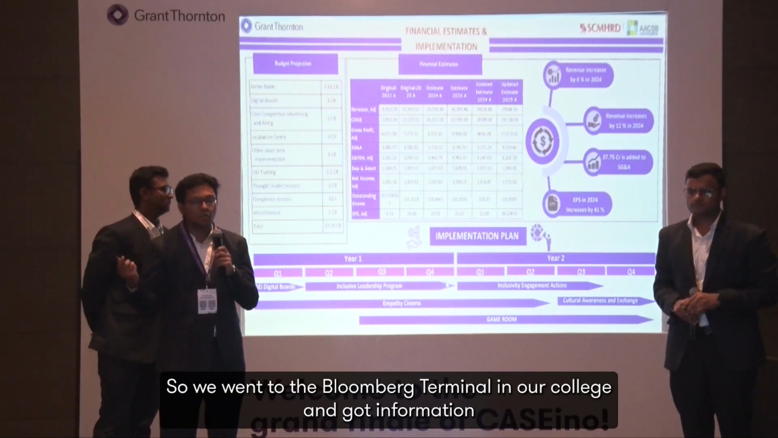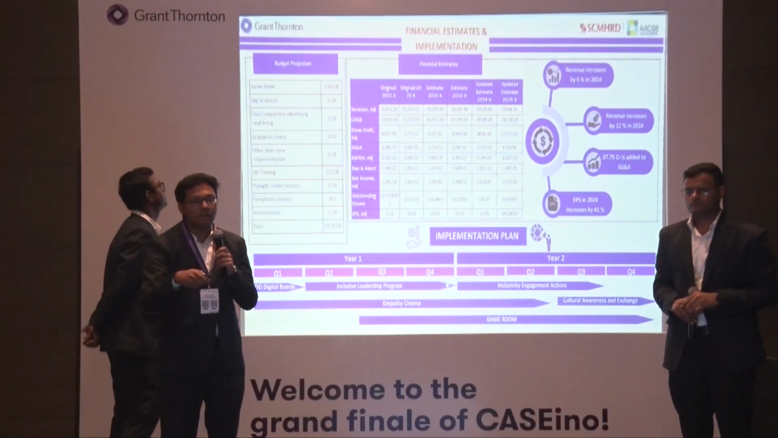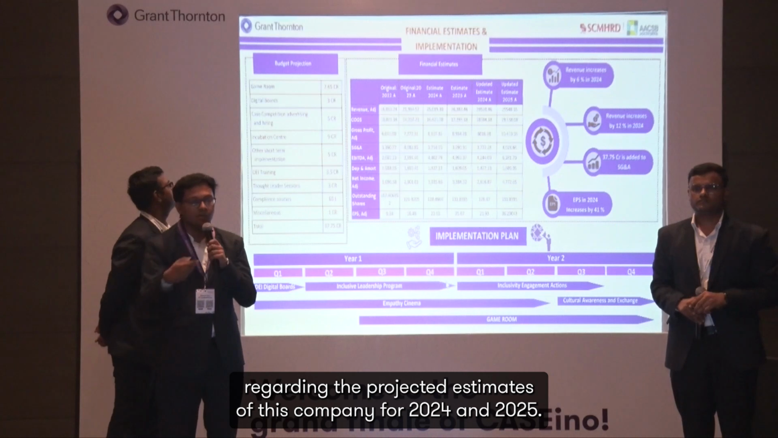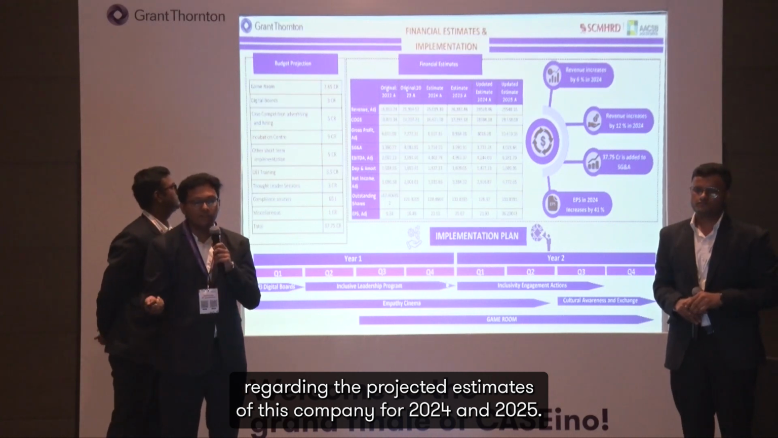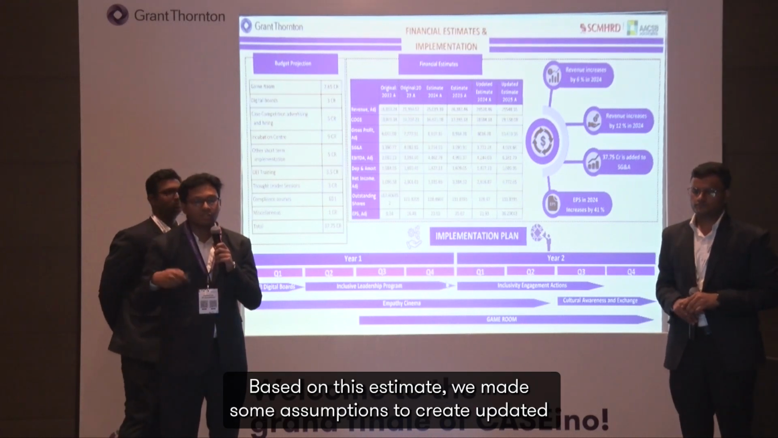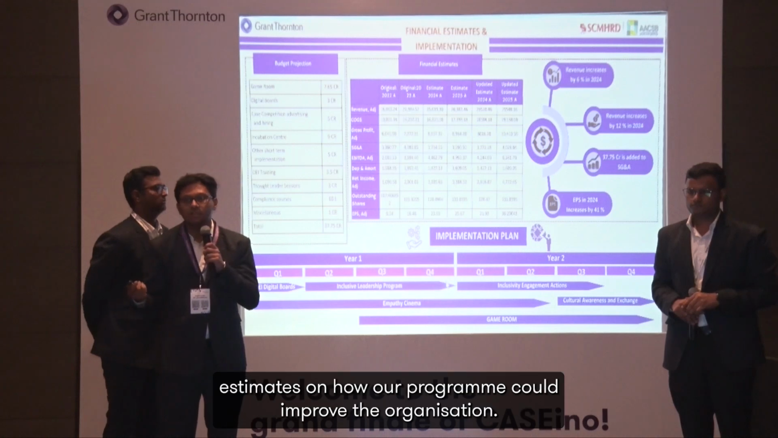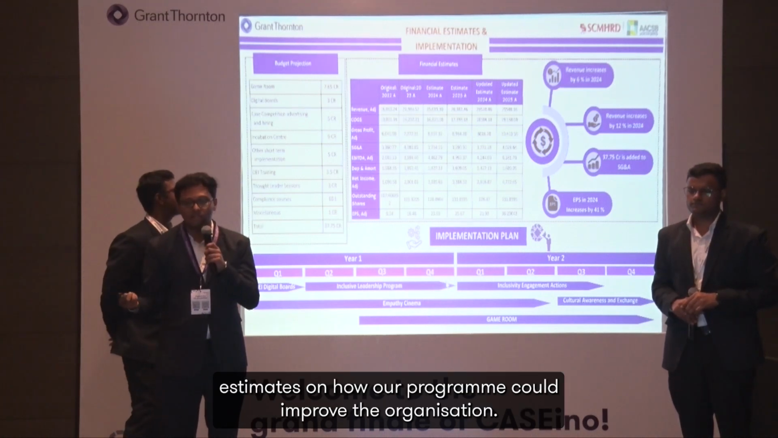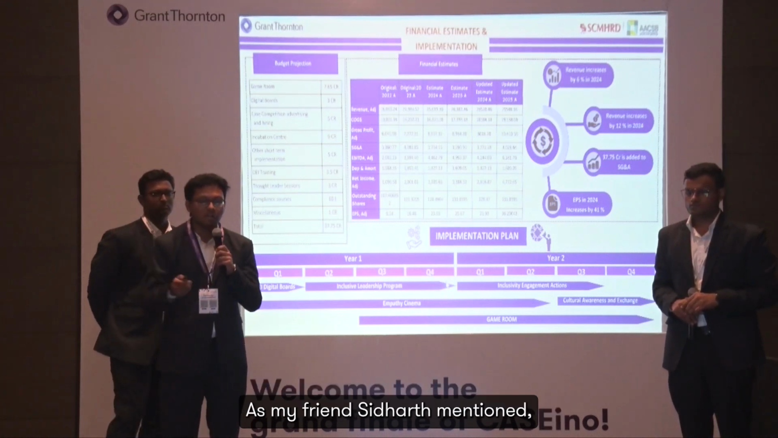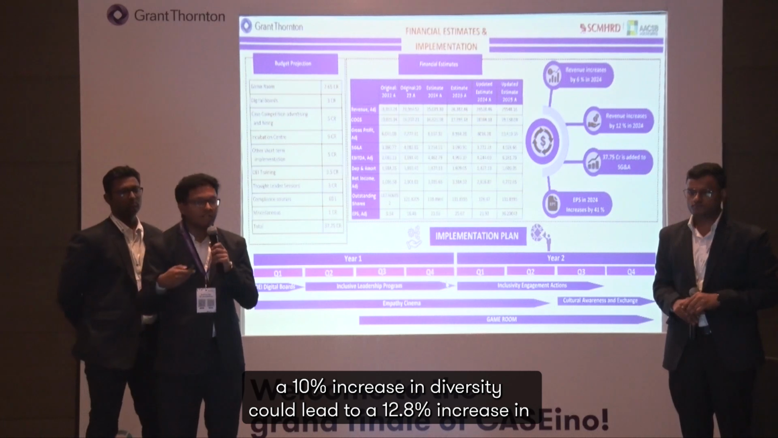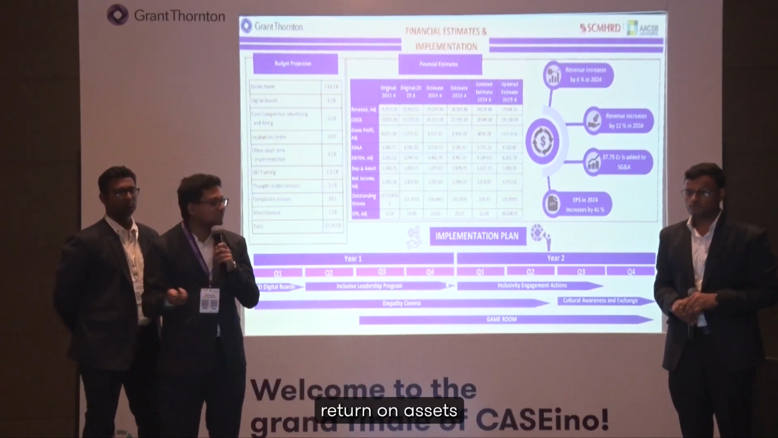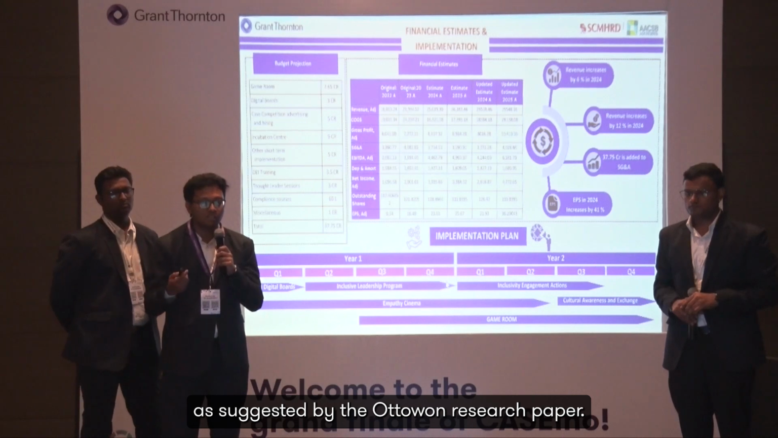So we went to the Bloomberg terminal in our college and got information regarding the projected estimates of this company for 2024 and 2025, and based on this estimate, we took some assumptions to have updated estimates on how our program could improve the organization. As my friend Siddharth talked about, a 10% increase in diversity could lead to a 12.8% increase in return on assets, as suggested by the Othuan research paper.